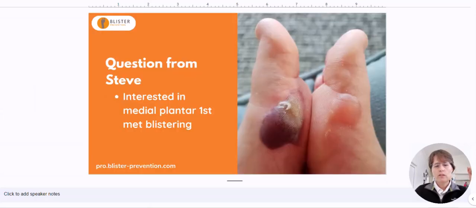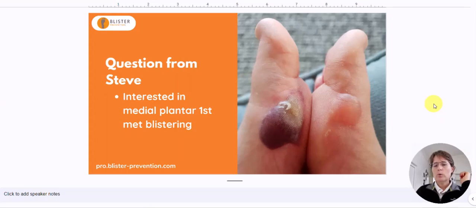Steve asks a great question, interested in medial plantar first met blistering. So the main thing I want you to know here is, although the blisters present on the medial side of the first MPJ and forefoot, the issue is on this medioplantar edge. So I call these edge blisters. It's a mistake to deal with this part of the blister only. You've really got to deal with this edge as it goes from plantar to medial.